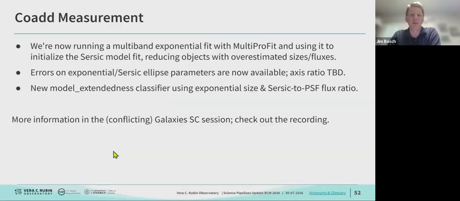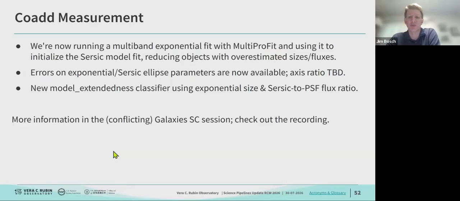So in terms of other things that have changed in what we're doing on the coadds after we deblend, back with DP1, we started running our multi-profit galaxy forward modeling code. This is Dan Taranu's effort. Apologies to Dan for not getting his name and picture on the slide. I should have done that. An adjustment there is we're now running a multi-band exponential fit first to initialize the Sersic model fit, and that helps deal with the perennial problem of objects that are both too big and too bright, or measured to be too big and too bright.